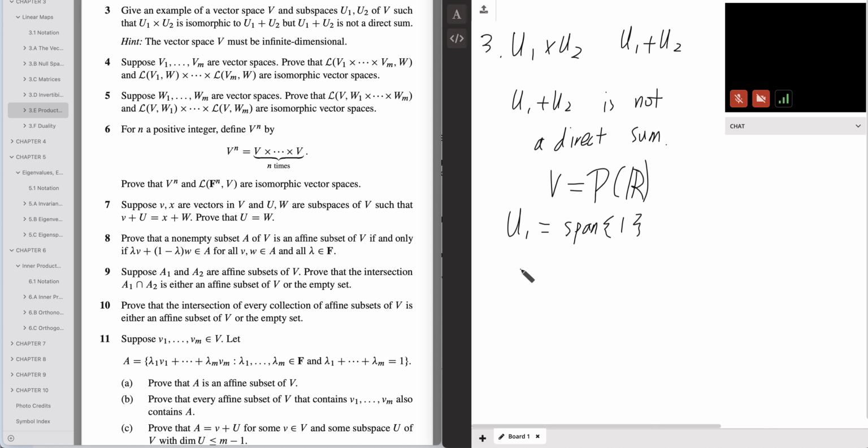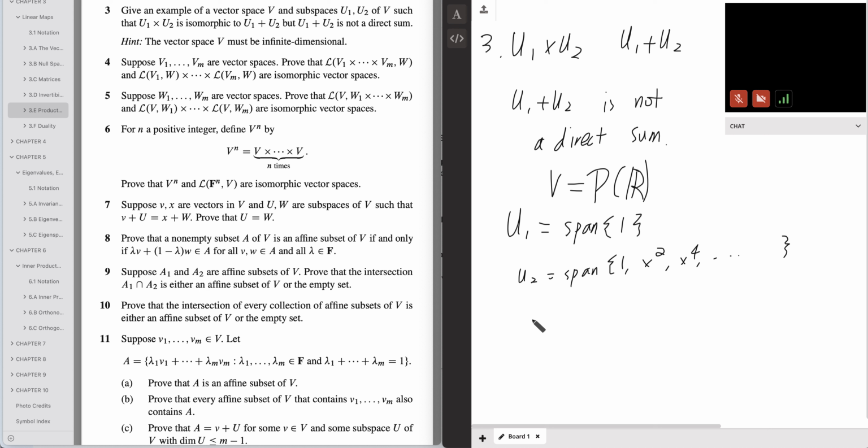So let's say U1 is spanned by the constant 1, and U2 is spanned by, I think this might have been it, U2 is spanned by 1, x squared, x to the fourth, and so on. And then I think this might work. Yes. Okay. Right. I think this will work. Yes. Okay. This is perfect. I did think about this one.